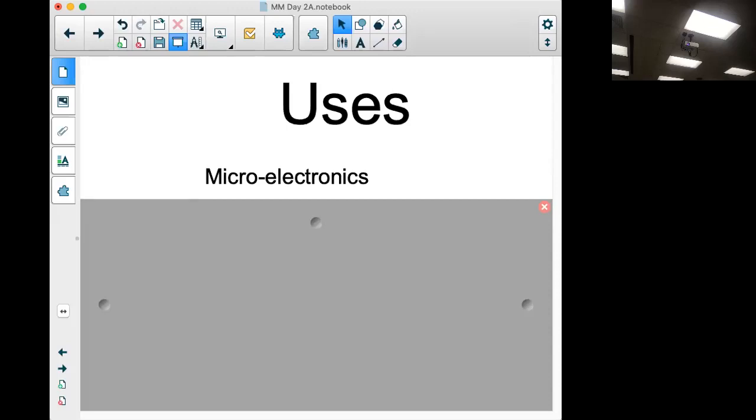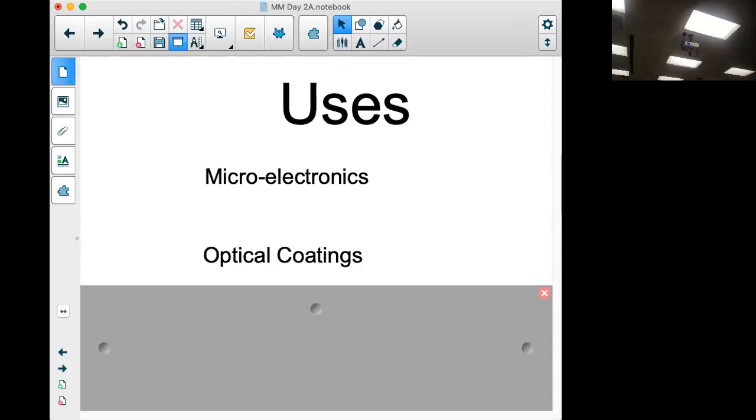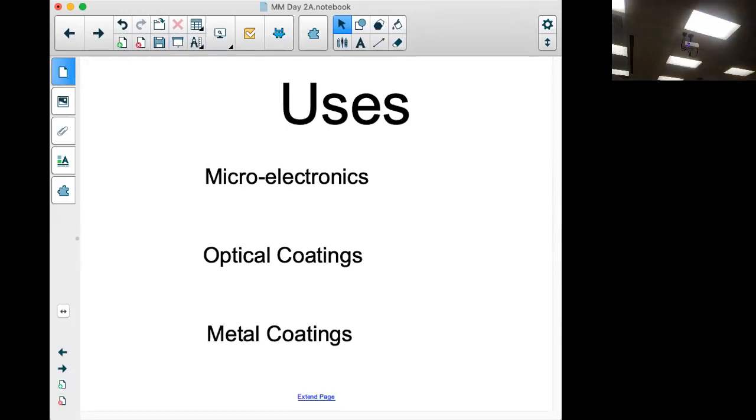Does that make sense? Second is optical coating. So like protection on top of your glasses, also applying polarizing lenses. Things along those lines are all applied by thin film in order to keep it from being a problem. And the last type is metal cover, like Teflon. Okay, we want to apply Teflon to a pan, we use a thin film process.